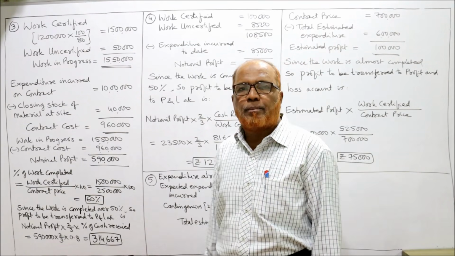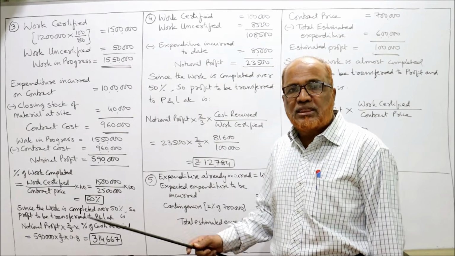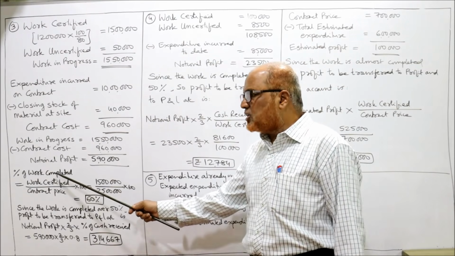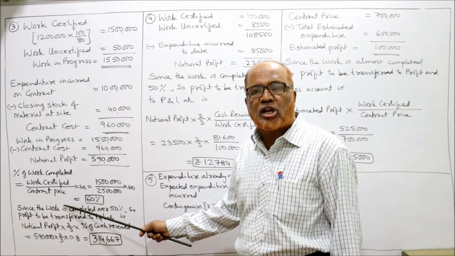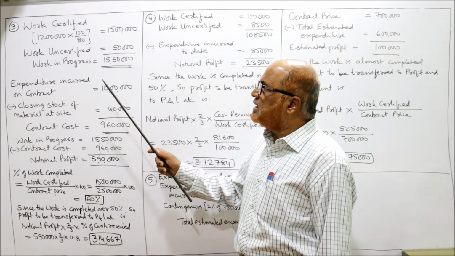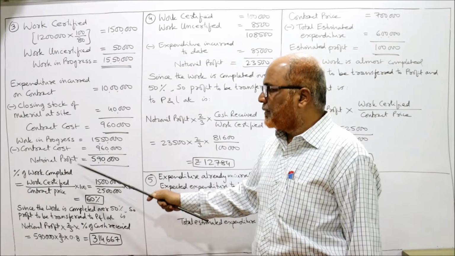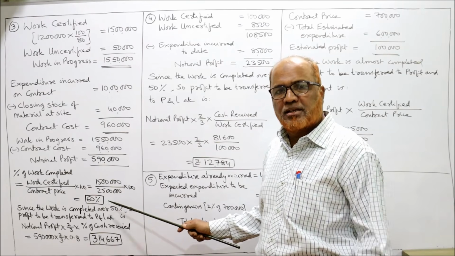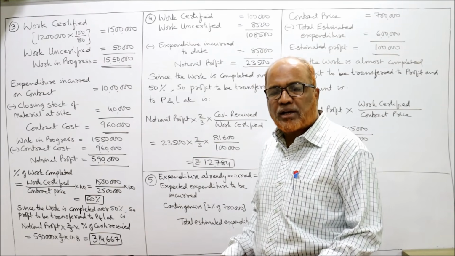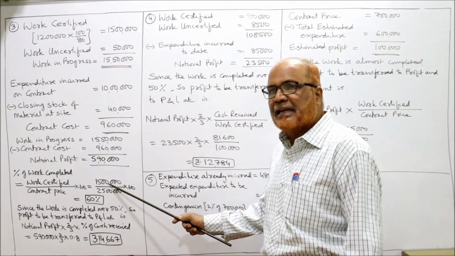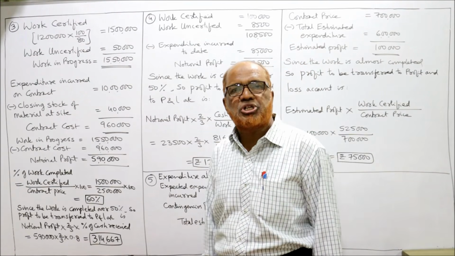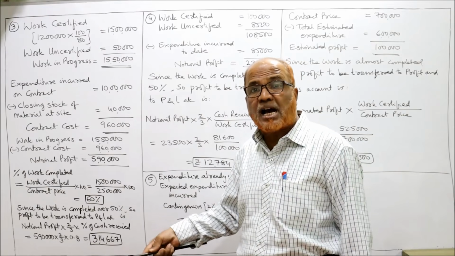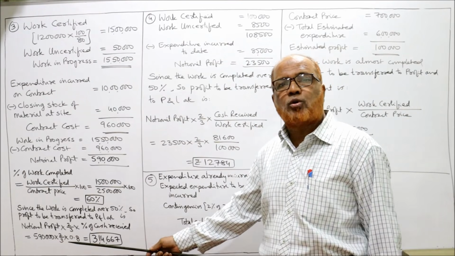Now percentage of work completed. How much work has been done? On this basis only we will take a decision how much profit to be transferred to P&L account. So percentage of work completed, formula: work certified by contract price into 100. Work certified is given in the problem. We have calculated 15 lakh. 15 lakh rupees work certified. And contract price is given in the problem, 25 lakh. So 25 lakh rupees is the contract, out of which work certified is 15 lakh, so in percentage terms it comes to 60%. Since the work is completed over 50%, more than 50% of the work is done, how much profit to be transferred to P&L account?